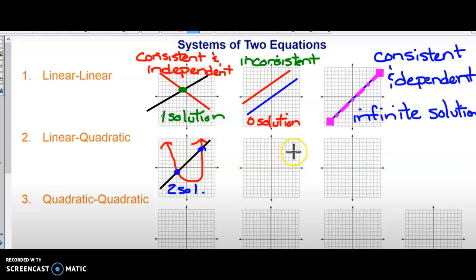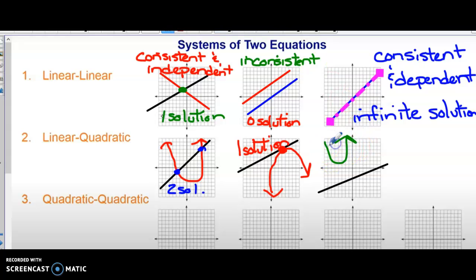If I go back and I have a line, and then I have a parabola that just simply touches at one point, we call that tangent, then we have only one solution. And then, of course, we could have a place where, let's say that I have a line here, and I have a parabola up above it that opens, and it never crosses. So they never touch, they never intersect, so this is no solutions.